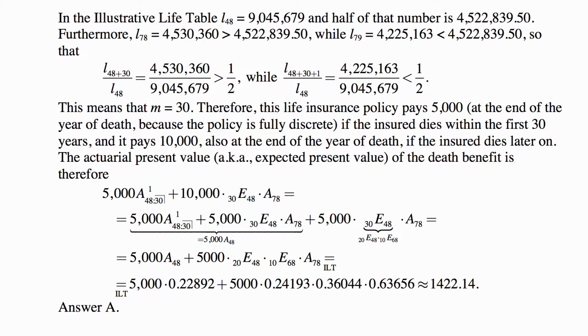Therefore, this life insurance policy pays $5,000 at the end of the year of death, because it's a discrete policy, if the insured dies within the first 30 years, and it pays $10,000, also at the end of the year of death, if the insured dies later on. And the actuarial present value, or expected present value of the death benefit, is therefore $5,000 of 30-year term insurance plus $10,000 deferred by 30 years whole life. So it starts at 78.